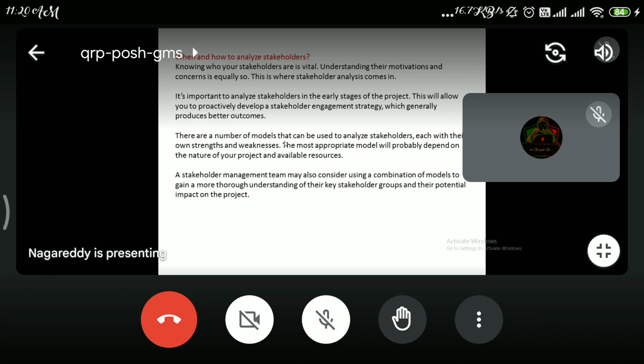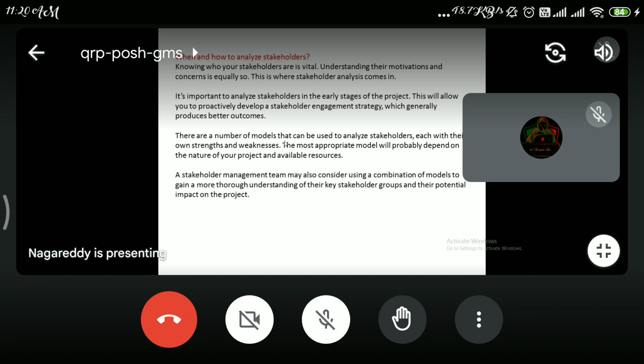Next, the stakeholder management team. Those who manage the stakeholders are called the stakeholder management team. They may consider using a combination of models to gain a more thorough understanding of their key stakeholder groups and their potential impact on the project.